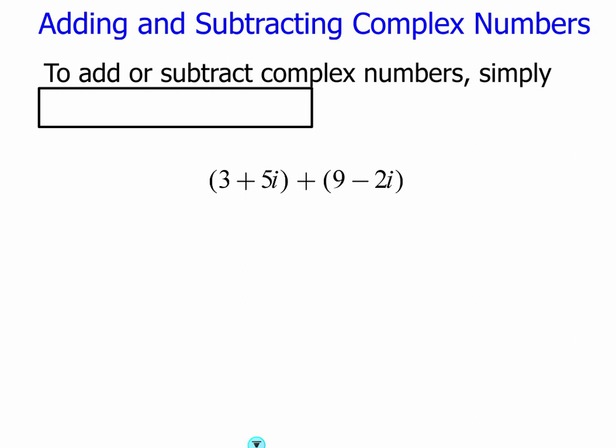So what we want to talk about is how to do some operations here. First we're going to talk about adding and subtracting complex numbers. To add or subtract complex numbers, all you have to do is simply combine your like terms.